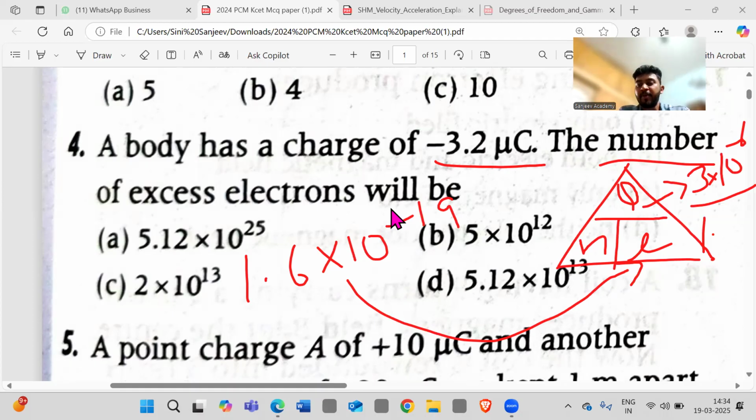Or you can take 1.5 into 10 power minus 19, also you can type. Not an issue. So let me see what is the answer. Again, guys, don't take the exact number. 3.2, you can make it as 3. 1.6, you can take it as 1.5. For the entrance exam, this is all about.